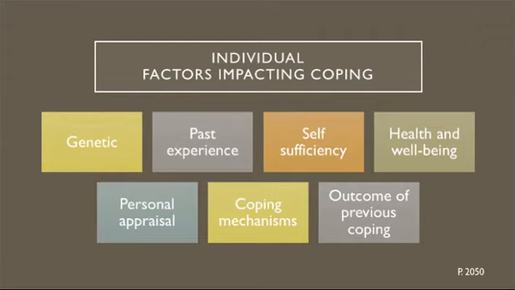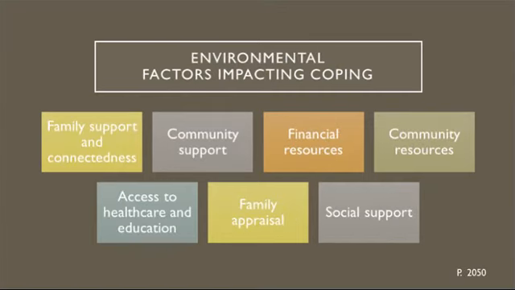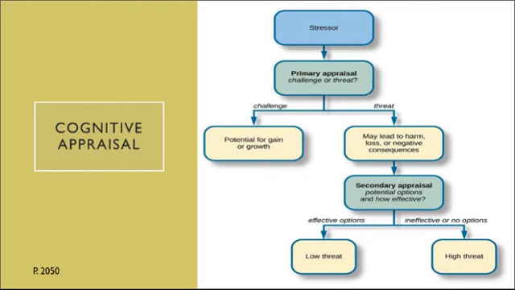Those are your individual factors. Your environmental factors are family support, community support, financial resources, community resources, access to healthcare and education, family appraisal, and social support. Sorry, I didn't realize I had another slide here where I have all your environmental, family, community, financial, community sources, access to healthcare, family appraisal, and social support. See if there's anything else. No, that's it. Okay, so moving on to your cognitive appraisal.